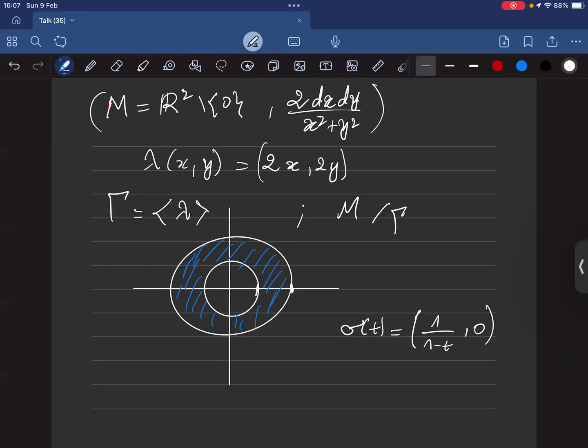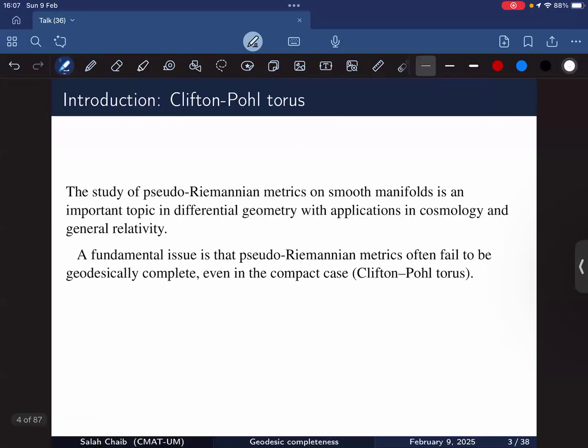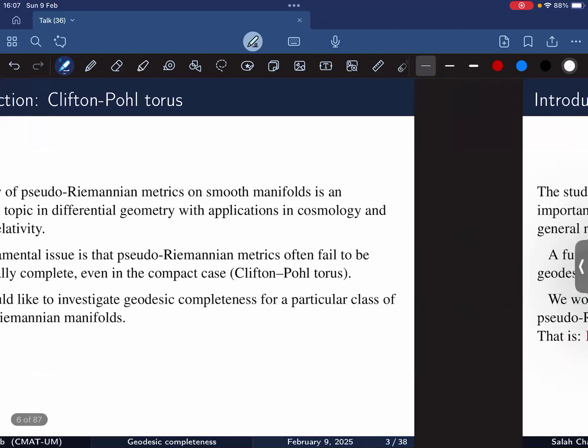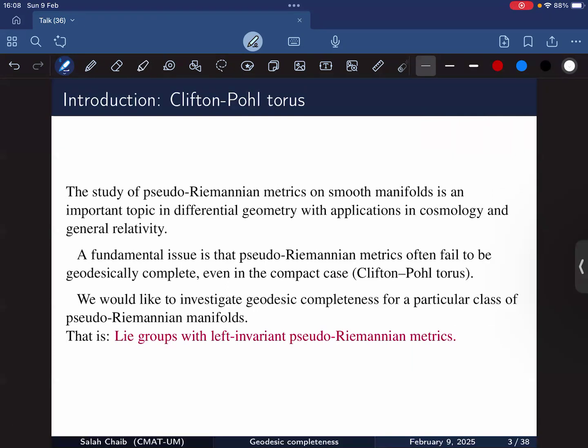For these reasons, we would like to investigate geodesic completeness for a particular class of pseudo-Riemannian manifolds. This class is Lie groups with left-invariant pseudo-Riemannian metrics.